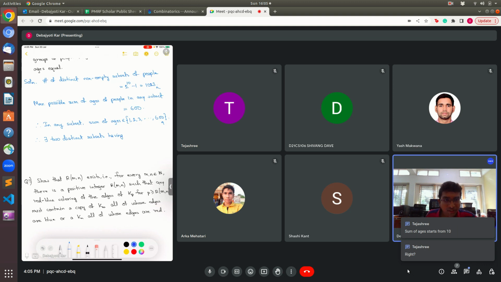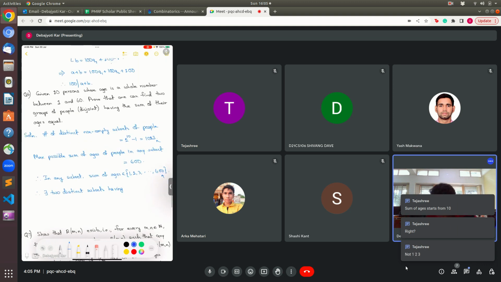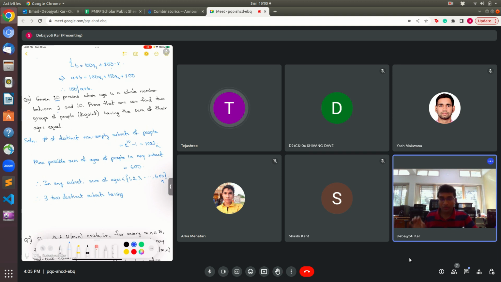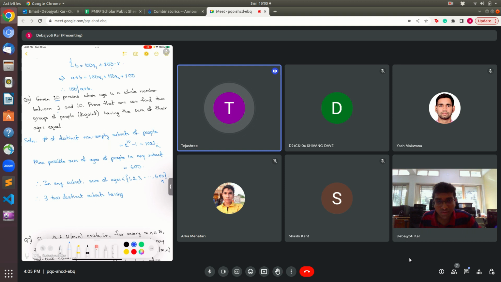The sum of ages starts from 10. No, so there are 10 persons and each of them has age between 1 and 60. So a person's age can be 1. So 10 times 1 is 10.